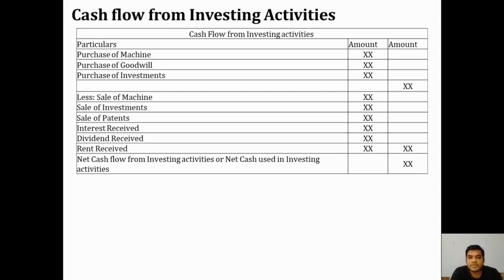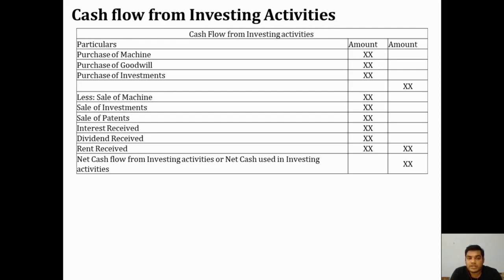From that we will be subtracting the sale of machine, sale of investment, any activity which has been an inflow of the fund, that is the inflow of cash. So we do that adjustment, then we call it net cash flow from investing activities or net cash used in investing activities. If the inflow of cash is more than the outflow of cash, that is our sale is more than purchase, then it is called net cash flow from investing activities.